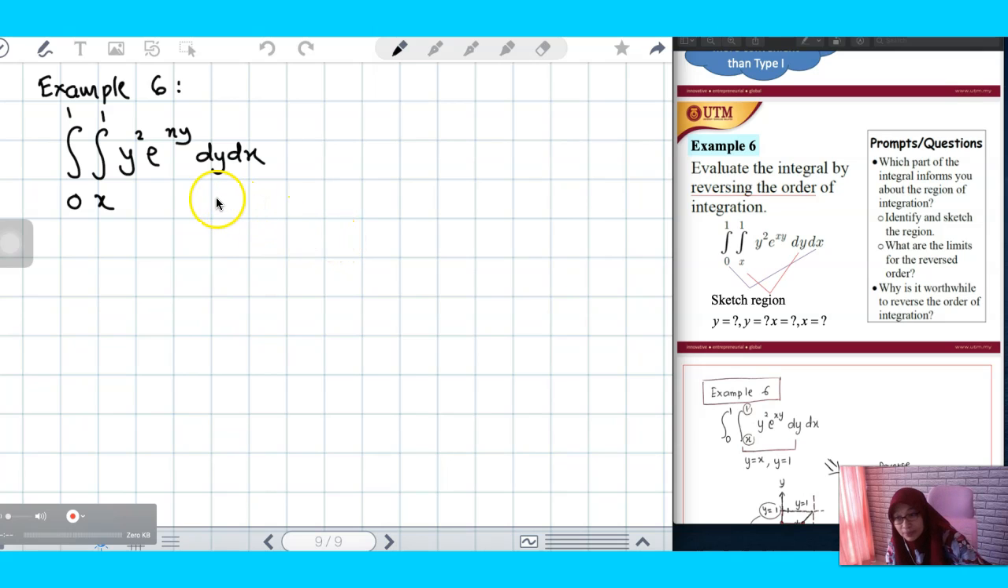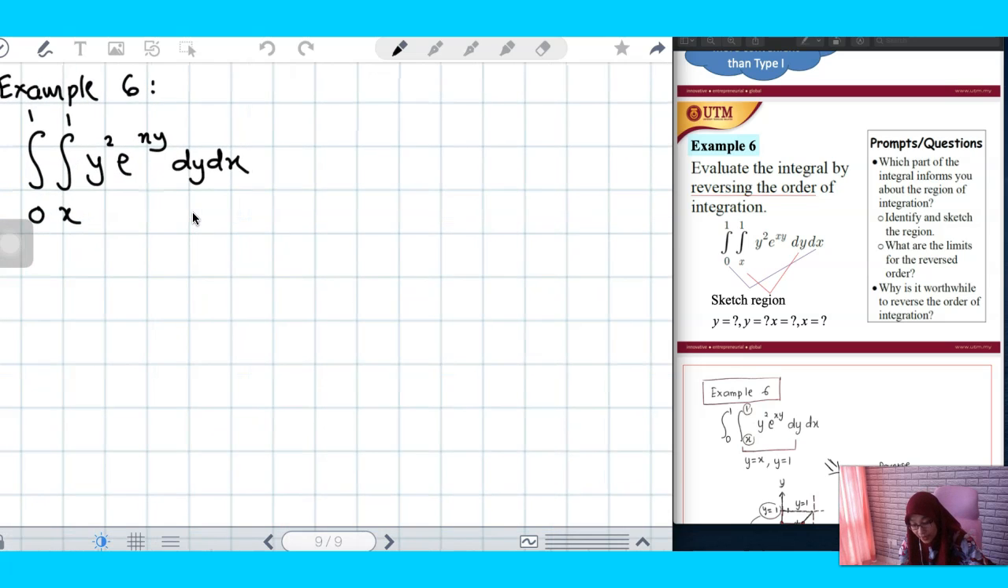Okay, but then the problem here is they don't give you the information about the region, because you need the information of the region so that you can determine the new limit of x and the new limit of y. When we say that we want to change the order or reverse the order, you actually cannot just swap. We don't change the integrand, but we change the order.